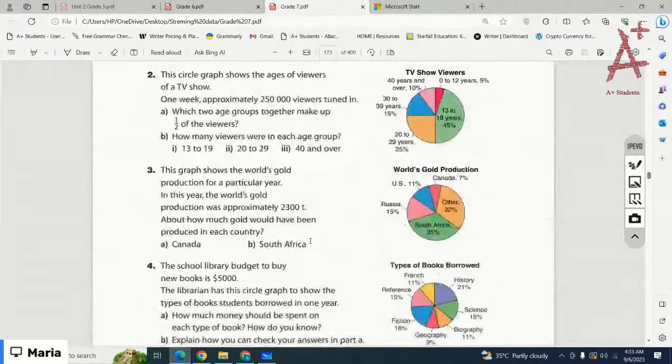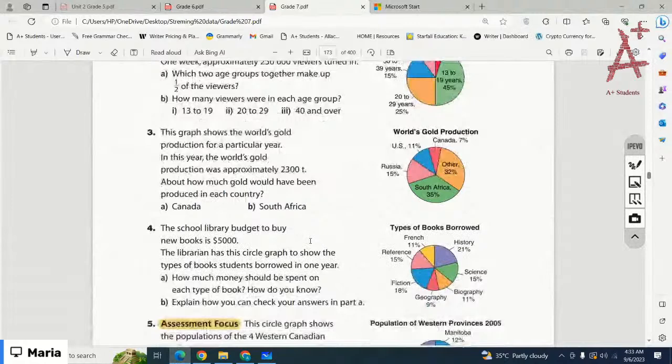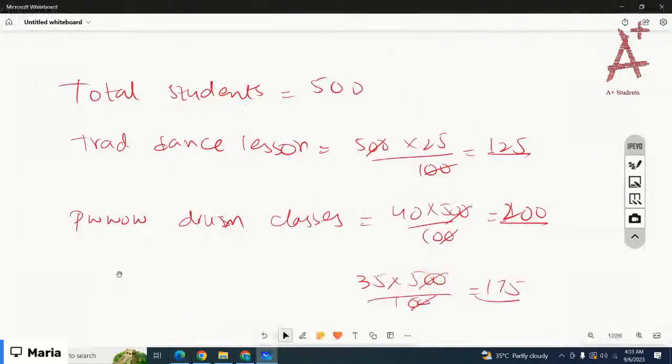Okay, let's start with question number 3. This graph shows the world's gold production for a particular year. In this year, the world's gold production was approximately 2300 tonnes. About how much gold would have been produced in each country, Canada and South Africa, right? You have to calculate how much gold has been produced in Canada and South Africa. The total value is 2300. South Africa is 35%. Let's just calculate 35% of 2300.